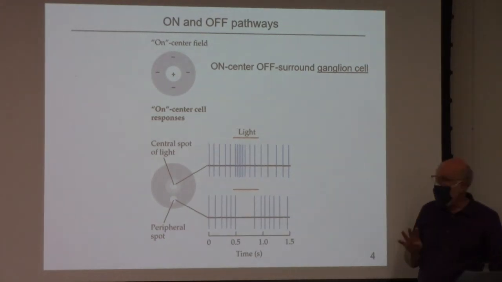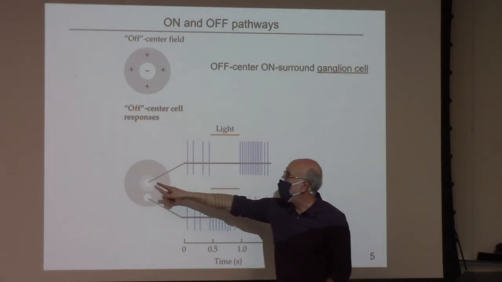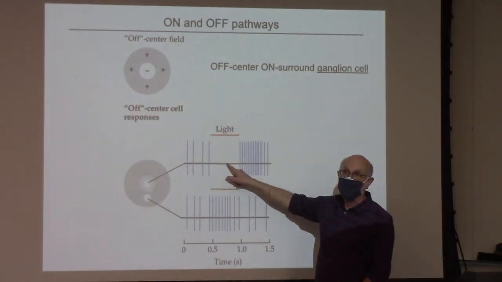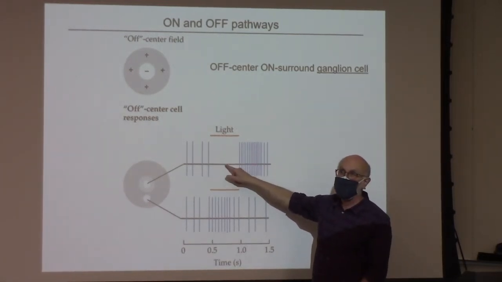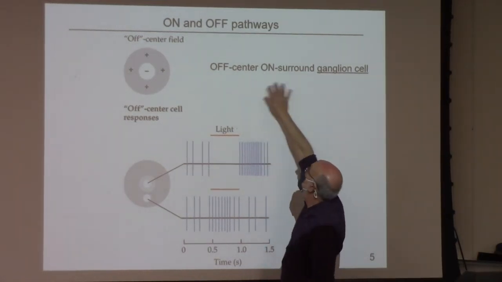There are also ganglion cells where light on the center causes a decrease in action potential. Light turns off action potential frequency, and these are the so-called off-center. Let's not worry about the surround.